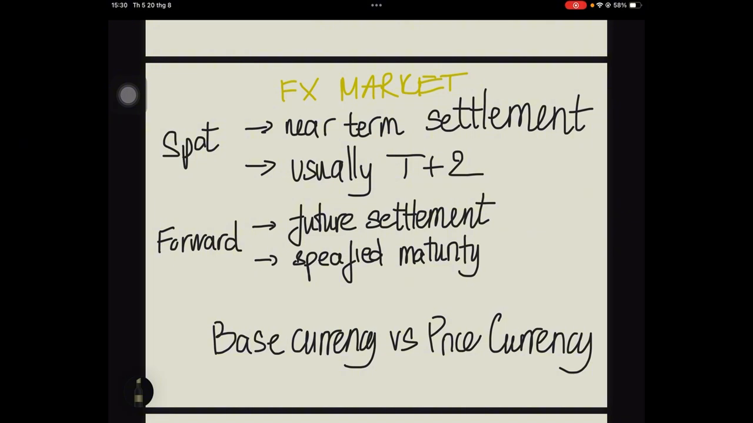Now we need one more important idea. An FX quote involves two currencies, the base currency and the price currency. The quote tells us how much of the price currency is required to buy one unit of the base currency. For example, EUR/USD equal to 1.0850 means 1 euro equals 1.0850 US dollars. The euro is the base currency and the US dollar is the price currency. This convention becomes critical when we are interpreting bid-ask as well.